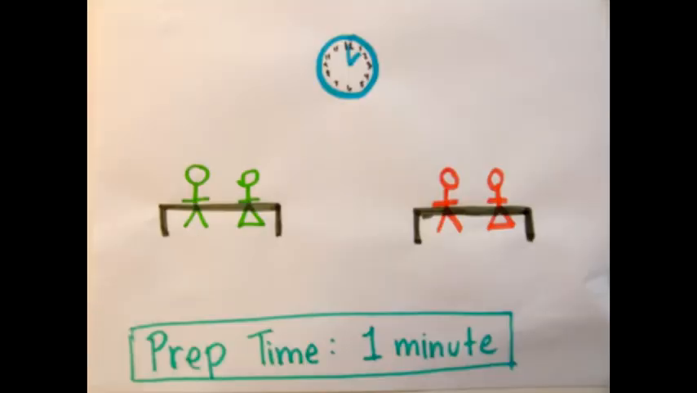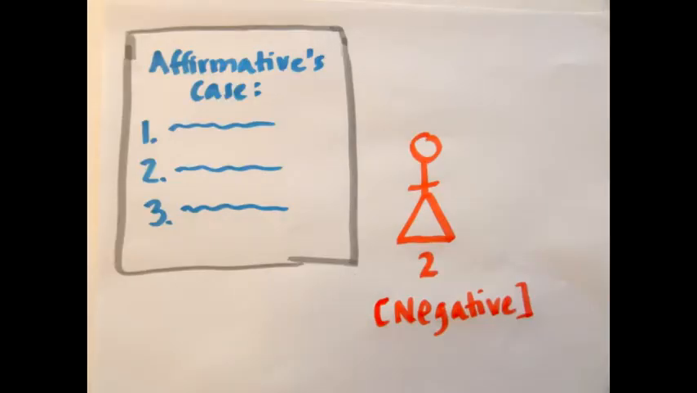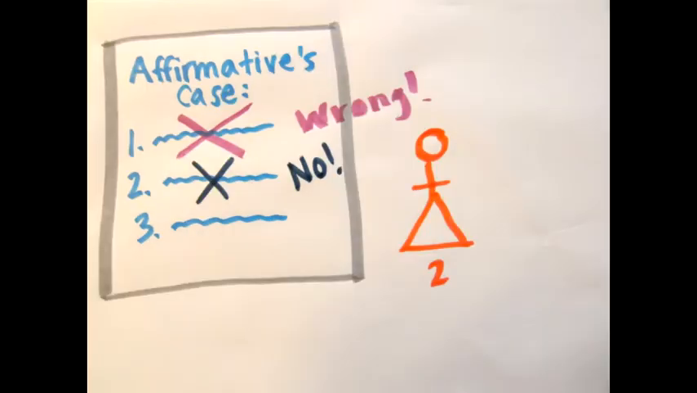Each team will have 1 minute to prepare their argument. This time is especially important for the negative team since they will be the next speaker. Now it's the negative team's turn. Speaker 1 from the negative team will read his or her case. Then it's Speaker 2's turn from the negative team. They will argue against or do a rebuttal for the affirmative case's arguments.